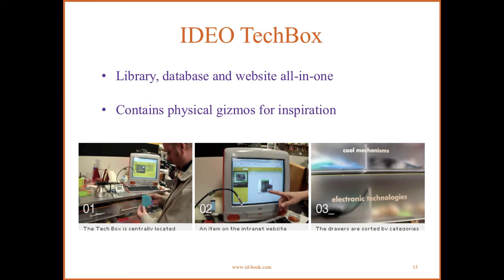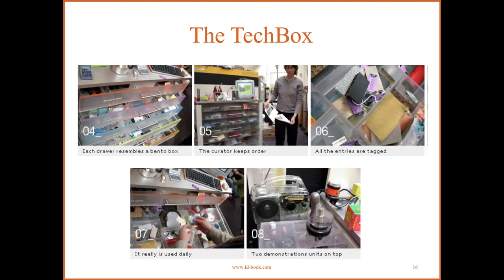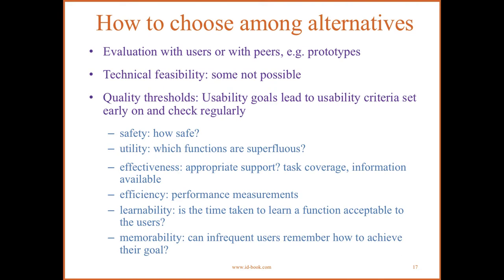Okay, so this is a few projects. I think this is quite an old project, so I will just skip it. Then, how to choose among alternatives? Let's say you have two prototypes, or maybe more than that. You also have to think about the metrics in terms of usability goals.